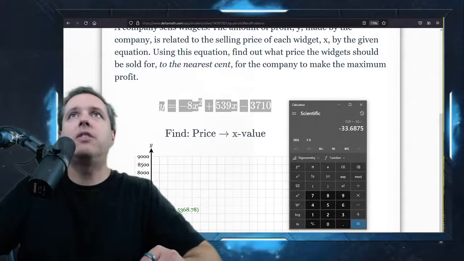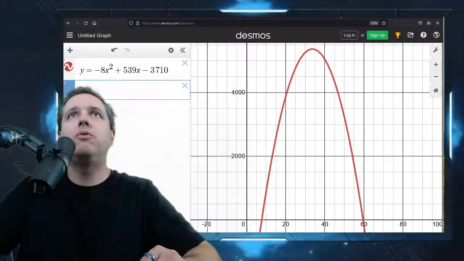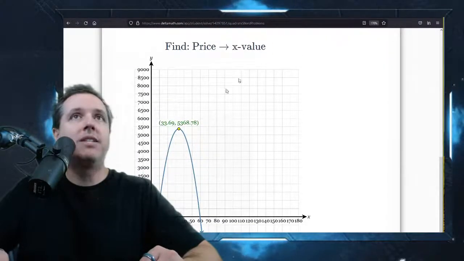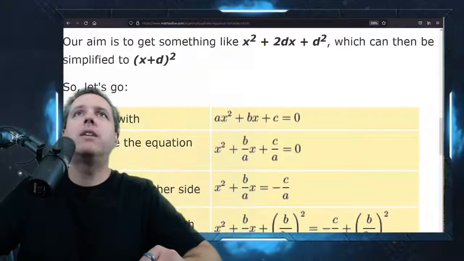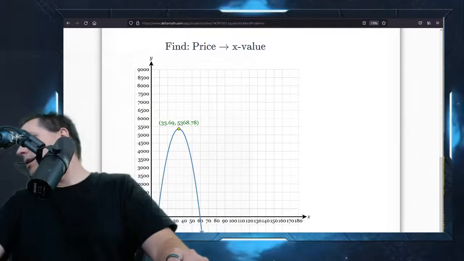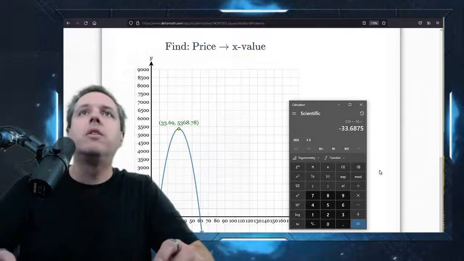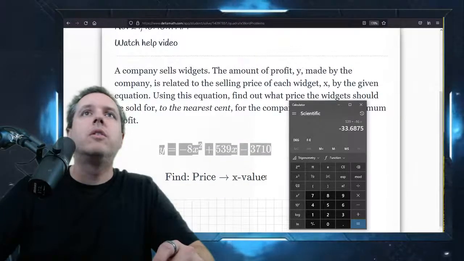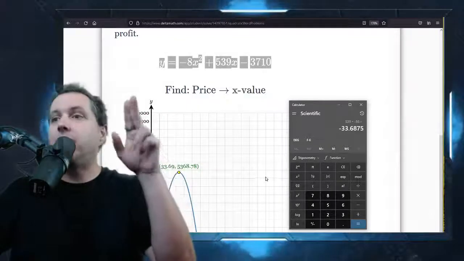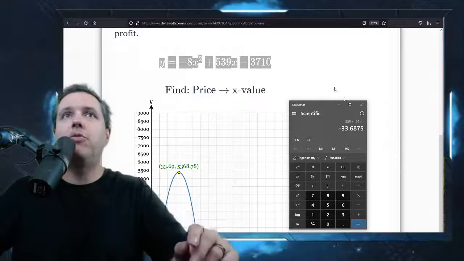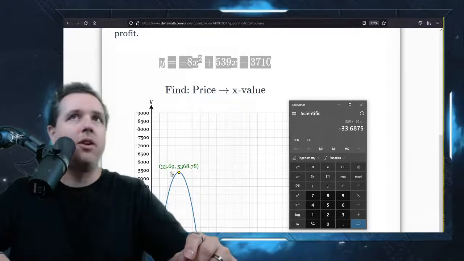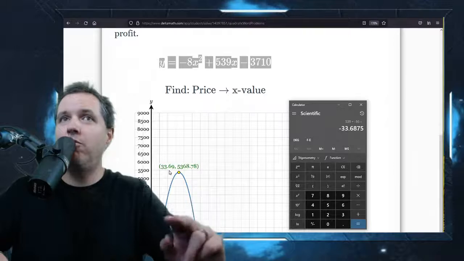So they just round that to, where did it go? Negative 33 or 33.69. Wait, why did I get a negative? Oh, because it's negative b over 2a. So I should have, yeah, my negative should have canceled out of there. So it should be 33.69. Okay, so that's where the x value comes from. It's that formula negative b over 2a.